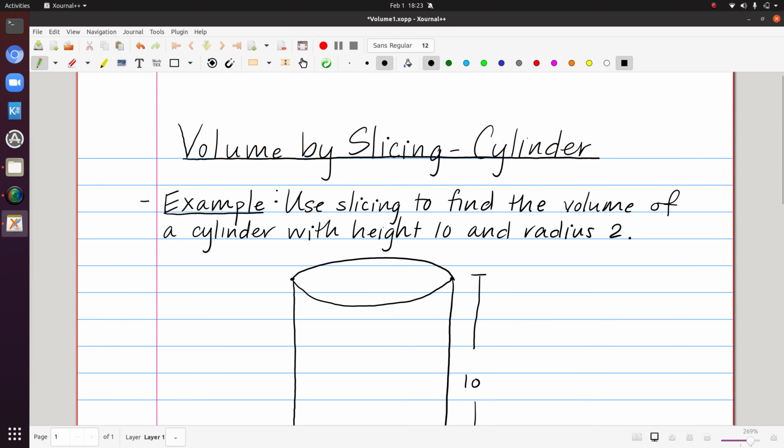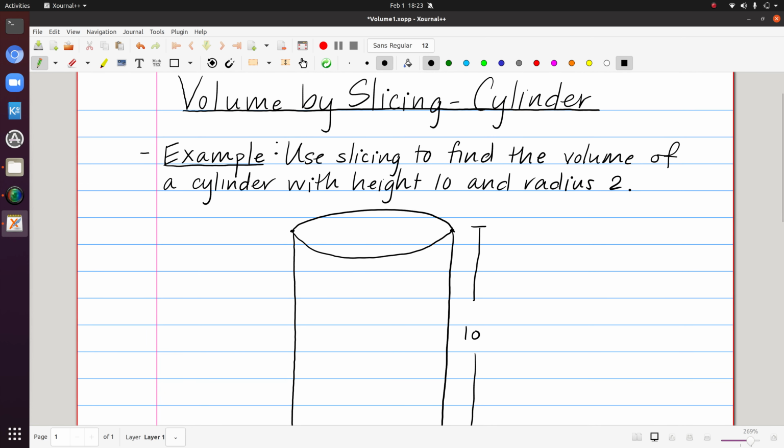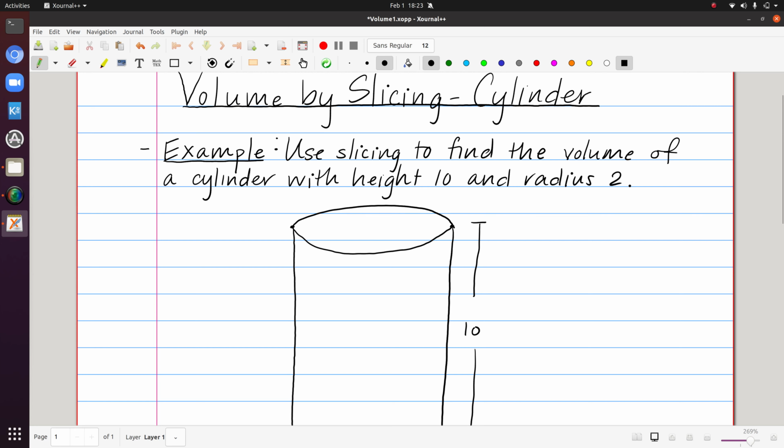In this video, I'd like to introduce the idea of computing volume by slicing. This is something we'll continue to look at in the next few videos, but essentially each individual video will be devoted to a particular shape. So to start with, let's look at a cylinder.